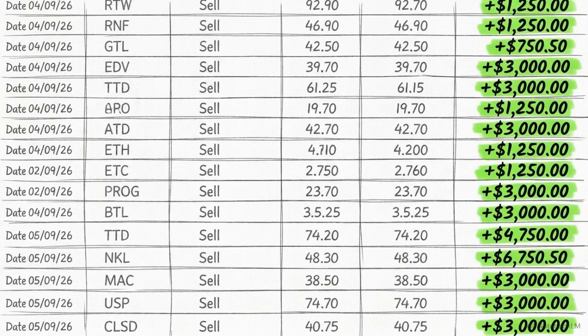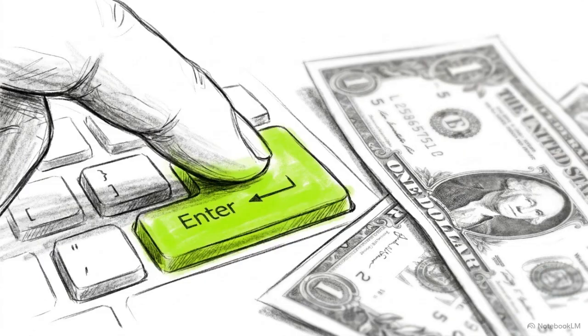Mastering this single, fully documented, and mechanically executed setup provides the critical foundation required before you ever risk a single dollar of real capital in the options market.